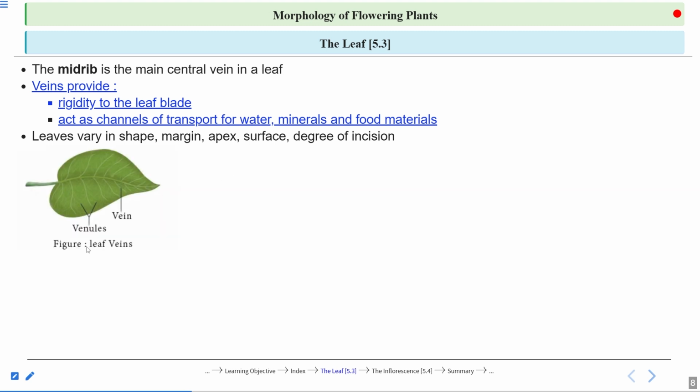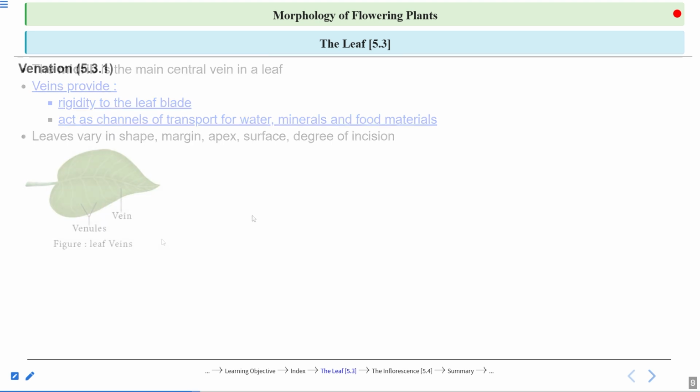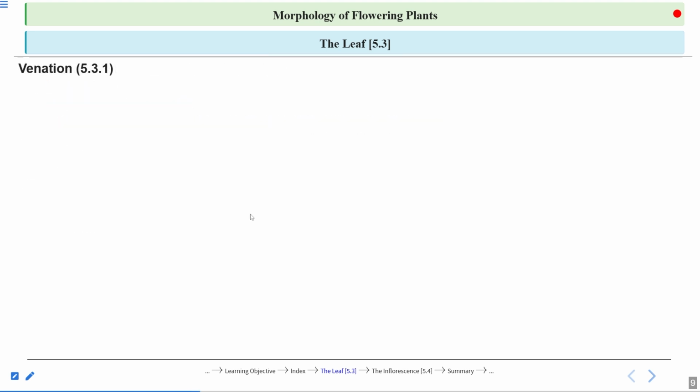So you can see here, this is the image showing you the leaf veins. This is the midrib in the center, and from the midrib are arising different veins and the veinlets, also known as the venules. Now let's talk about venation now. What do you mean by venation? Now the pattern of veins and veinlets in the leaf lamina, this is termed as venation. So this is a very simple definition of venation.